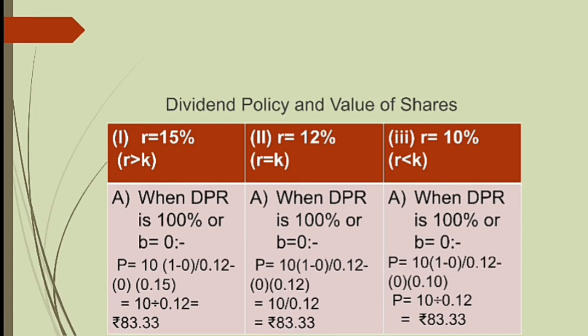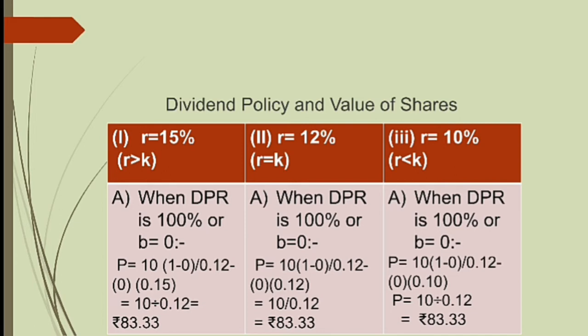In each category, we have to solve the sum on the basis of different dividend payout ratios. First of all, we have to calculate the value of share when the dividend payout ratio is 100%. Secondly, we calculate the value of share when the dividend payout ratio is 80% for a particular firm. And thirdly, when the dividend payout ratio is 40%. So in each condition, we solve the sum by dividing it into three main parts, based on different dividend payout ratios.